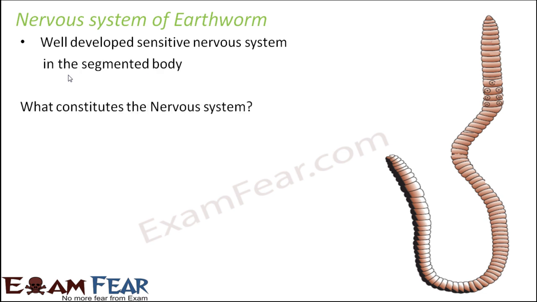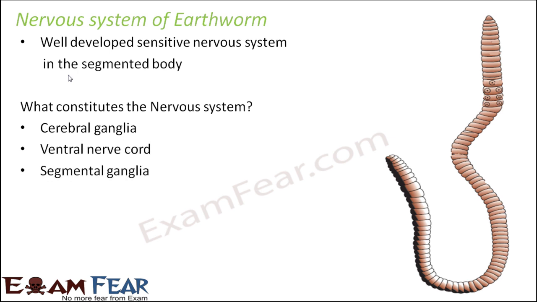Now what constitutes the nervous system? What are the important parts of the nervous system? Cerebral ganglia, ventral nerve cord, segmental ganglia. These are the three important parts of the nervous system. Ganglia is nothing but a sort of brain. A very advanced or completely developed ganglia came to be known as brain. So this is cerebral ganglia, ventral nerve cord and segmental ganglia. We will quickly see where each of these are located.